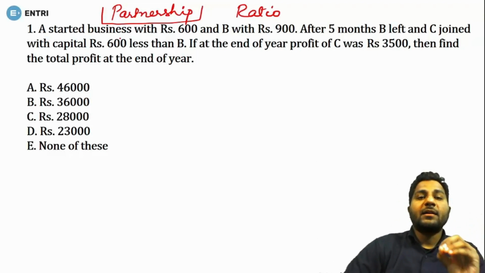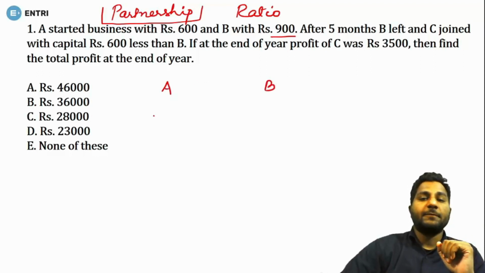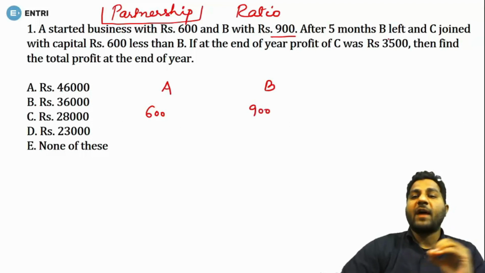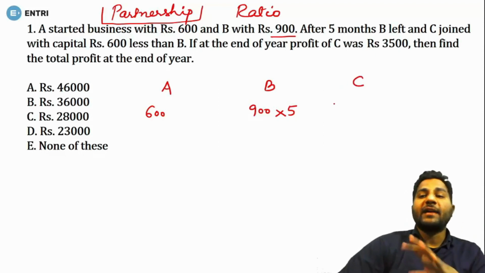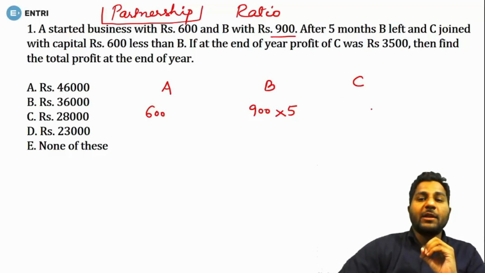A started business with 600 rupees and B with 900 rupees. So there are two persons initially, A and B. A has started with 600, B has started with 900. After 5 months, B left and C joined. That means B had stayed till 5 months, and after that C joined. So one new person has arrived, C, with a capital of 600 less than B. B had invested 900, that means C has invested 300.